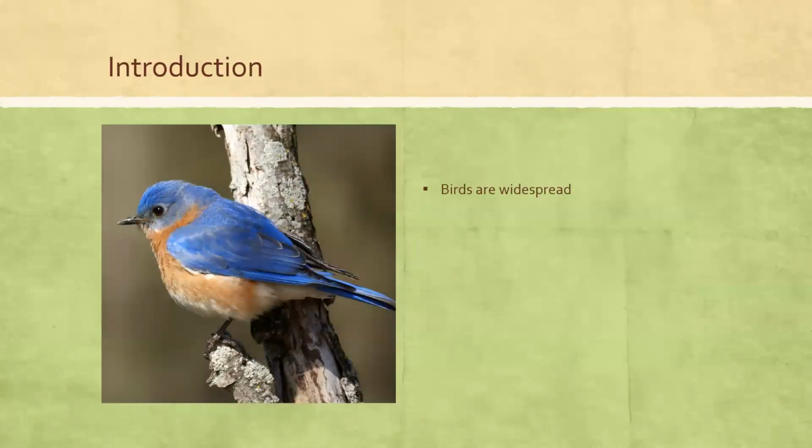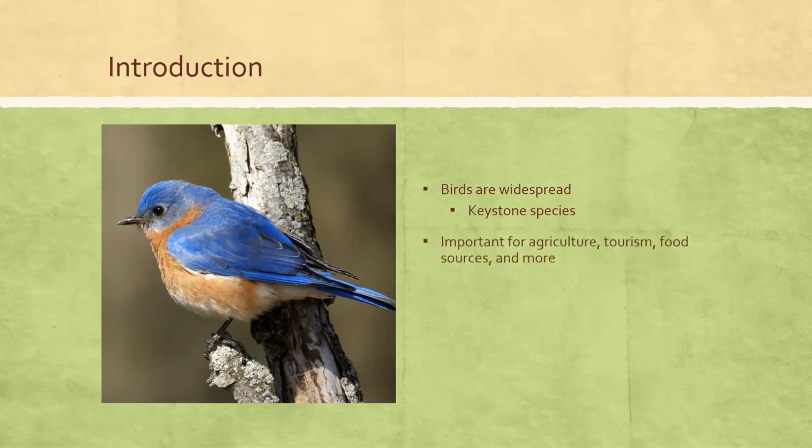So birds are super widespread, appearing on every continent on the planet except for Antarctica. And due to this ubiquitousness across ecosystems, they are sort of keystone species across the globe. They're important for agriculture, tourism, they're food sources for numerous different communities worldwide, and they're important for even more than that. So, because of this vital importance, it is so important to understand the pathogens that can affect them and how those pathogens can spread throughout these different populations.